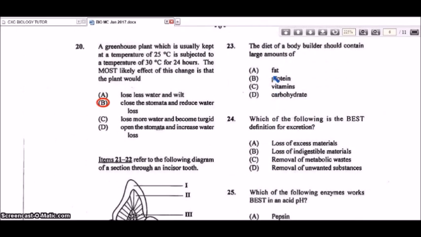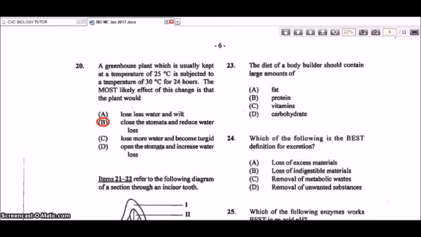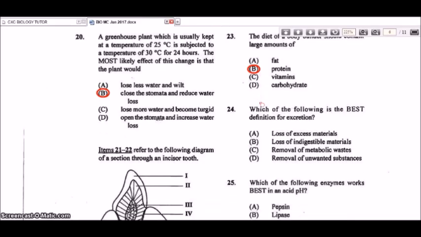Alright, question 23. The diet of a bodybuilder should contain large amounts of... so the answer for that should be protein. Protein is necessary to build the muscle up. So bodybuilders, that is what they're trying to do, get bigger muscles.